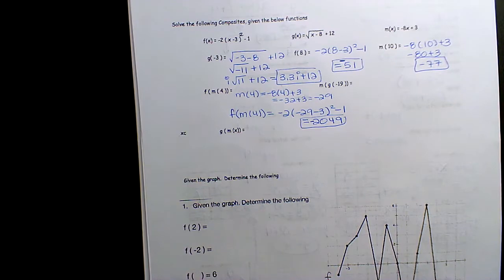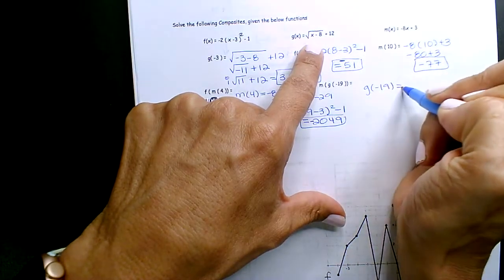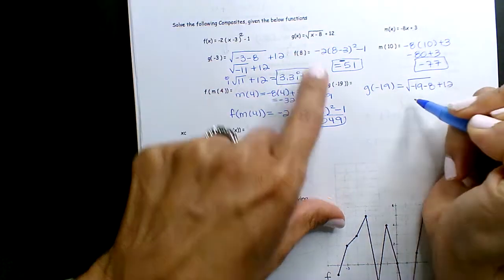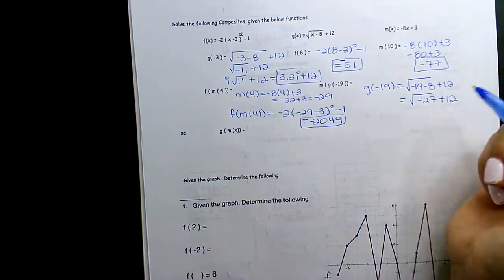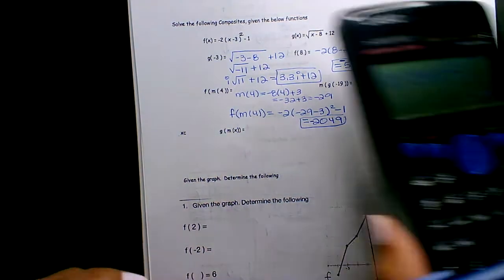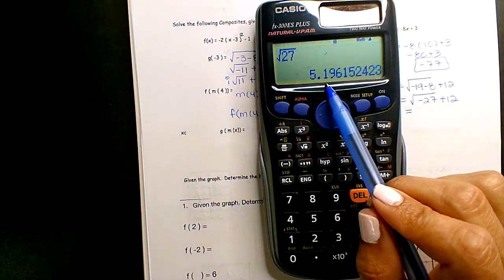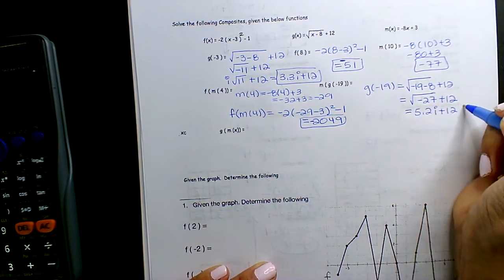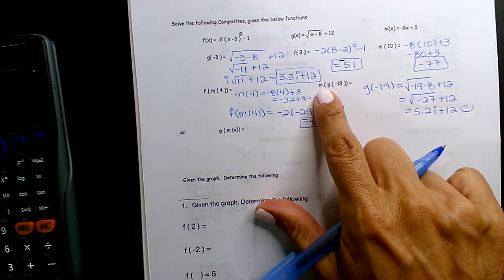All right, m of g of negative 19. Okay, g of negative 19, substitute. So I get negative 27. Okay, you now have an i here. So look, rad 27 is 5.2, so this is 5.2i plus 12, okay? You now have to take that and give me m of g of negative 19.